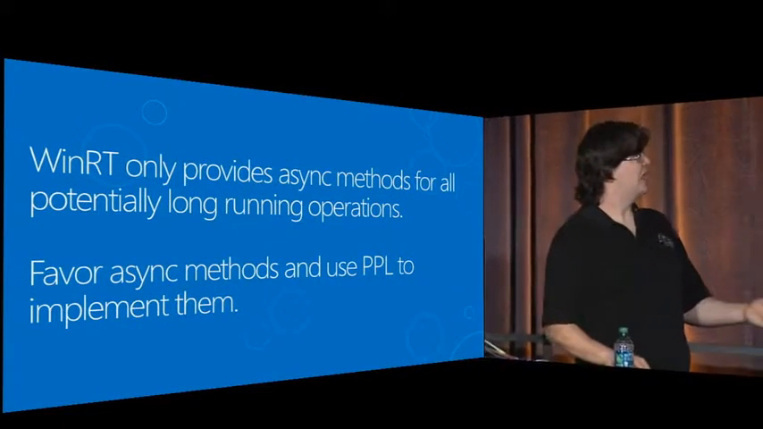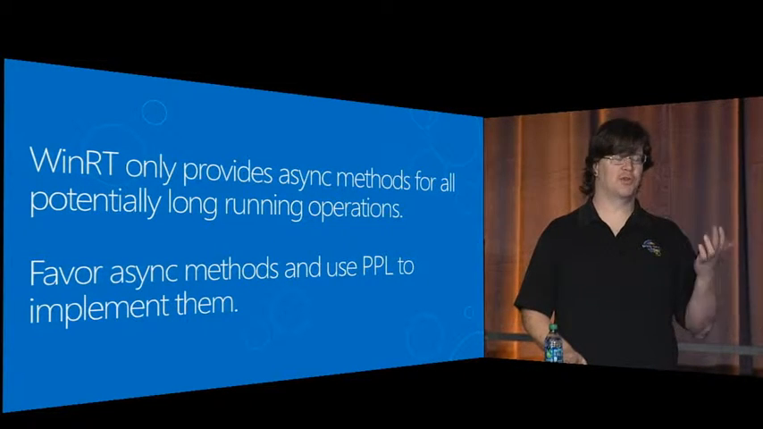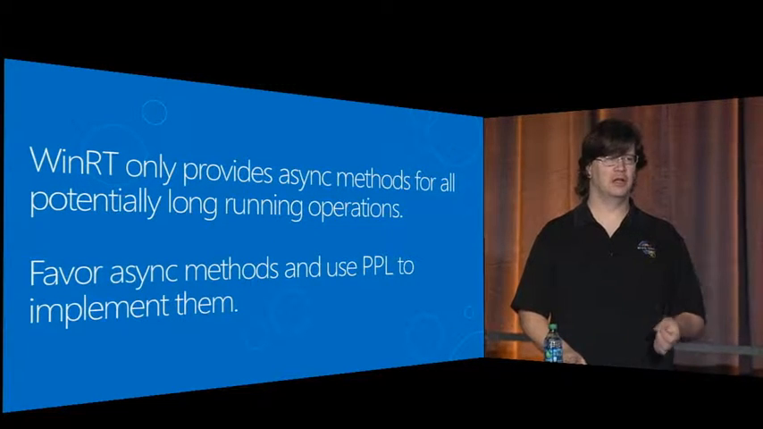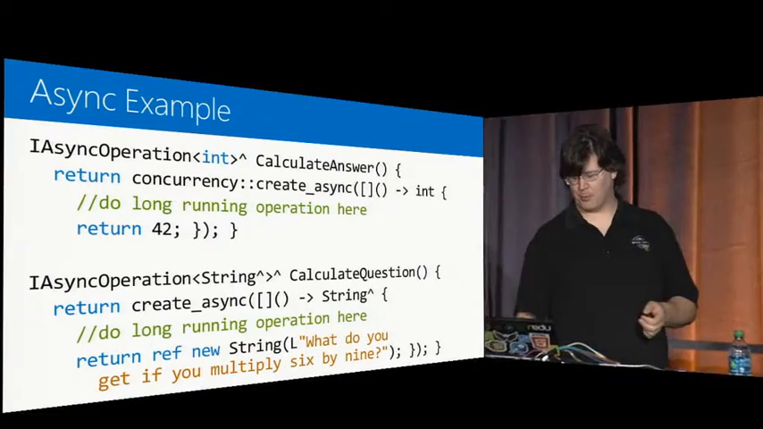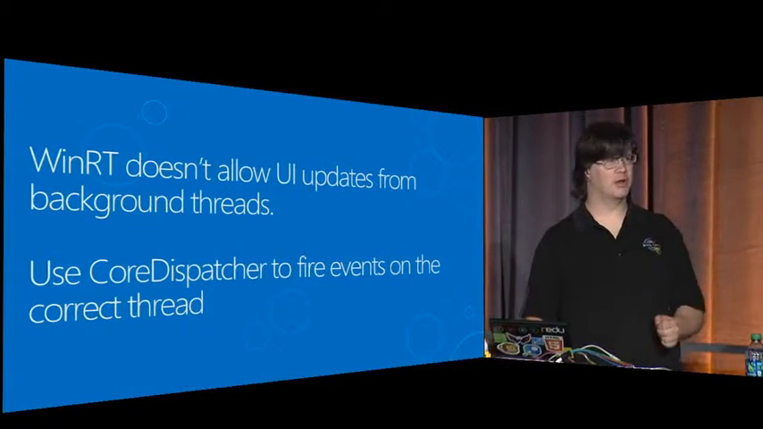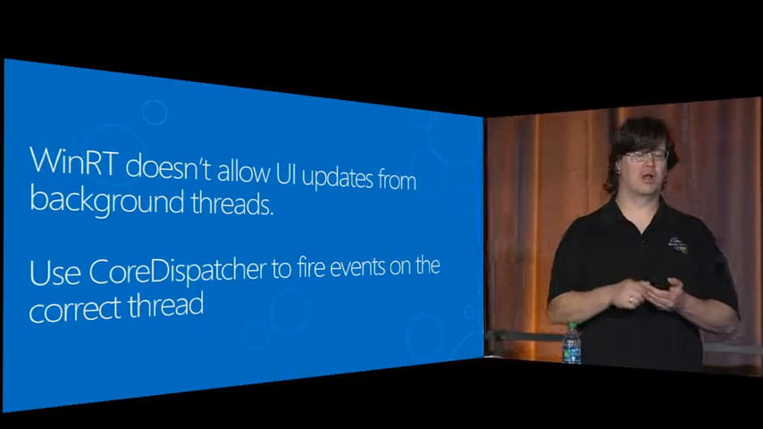I talked about async a lot, right? We provide only async operations for things that we think are going to be long running. And you should be doing the same in your APIs, right? We saw an async operation once, so I'm going to skip over this one because I want to get through here to the panel discussion. The last tip and trick I want to leave you with is this one around UI updates.